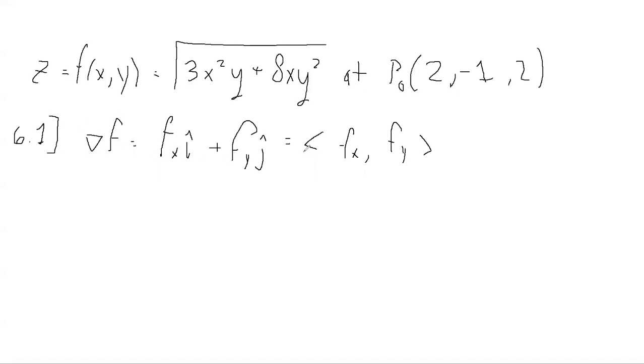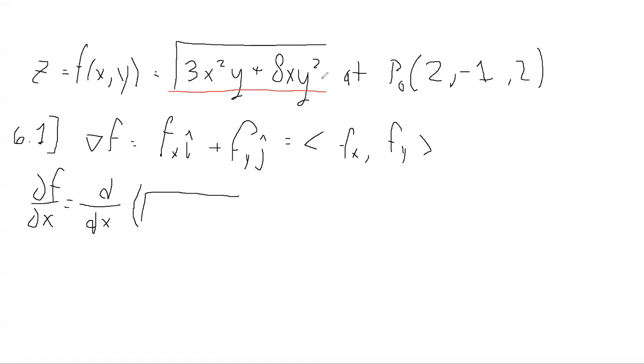We have to find f of x and f of y. And it's pretty simple. Remember how we found our f of x and f of y for our last exam? It's going to be the same process for this one. All right, so we're going to find the partial derivative with respect to x of the equation that was given, which is this equation right here. I'm going to underline it in red: 3x squared y plus 8xy squared.